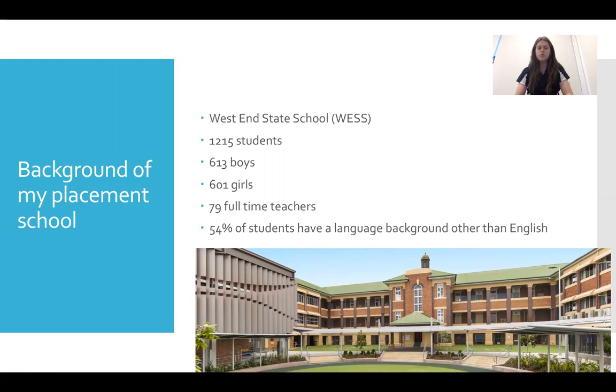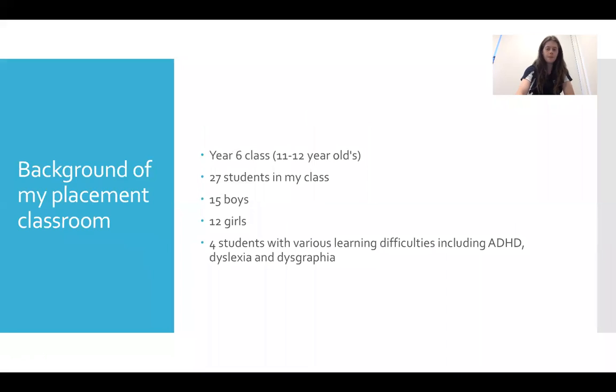This multicultural co-ed primary school ranges from prep to grade 6 and has a teaching staff of 79 to care for and teach the 1,214 students enrolled. I was working in a Year 6 classroom with 27 11 to 12-year-olds, 5 of whom had lower learning abilities.